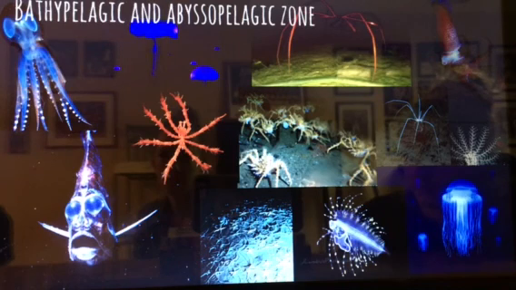Most of the bathypelagic animals don't have eyes due to the darkness of the water. They are usually red and black, and any bioluminescence is usually blue.